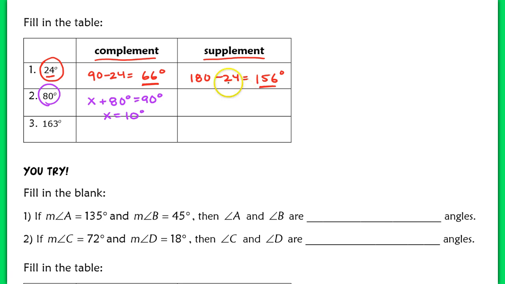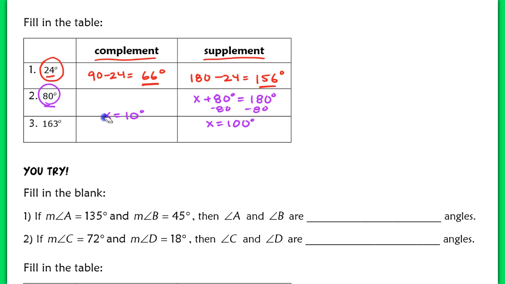Now, I can also do a very similar equation when I try to find the supplement. If I take that angle measure, we'll call it x again, and I add 80 degrees, so this is the 80-degree angle here, I should end up with 180 degrees if these are supplementary to each other. So this time I'll subtract 80 degrees on both sides, so I end up with x equaling 100 degrees. So there's my answer for the supplement and the complement.